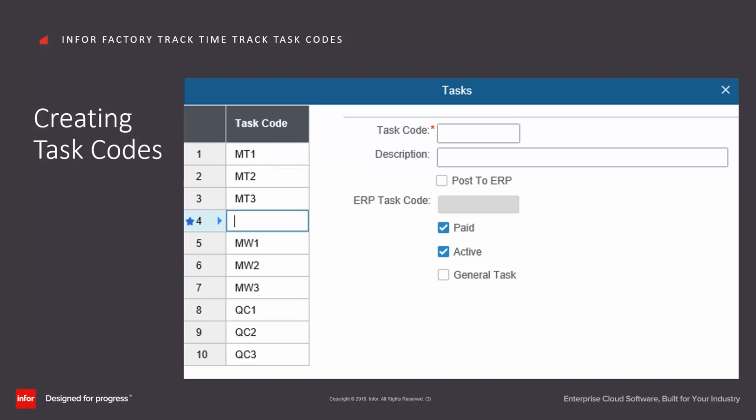To post indirect labour associated with the task code to the ERP system, set the Post to ERP as Yes. In this case, the ERP task code field will activate. We should then enter a valid ERP indirect labour or general task code. TimeTrack will post TimeTrack indirect task hours to the specified ERP task code.